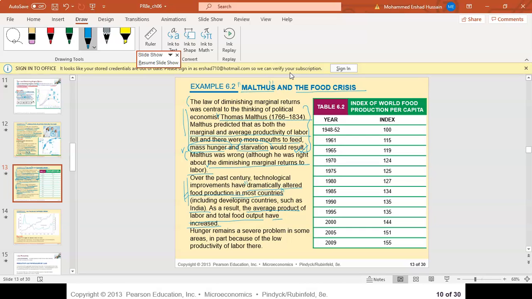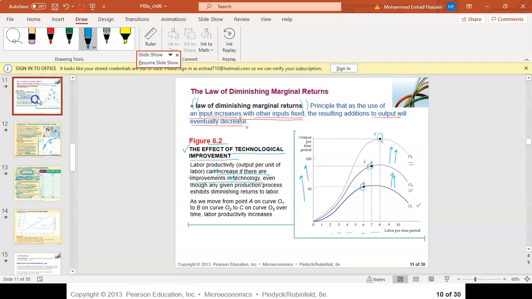If you take a look at the index of world food production per capita, 1948-52 was 100, and 2009 is 155. See that? Hunger remains a severe problem in some areas, in part because of the low productivity of labor there. But thanks to this technological improvement, we were able to avoid the mass hunger and starvation predicted by Thomas Malthus. He did not see the role that technology would play. So this is the role.